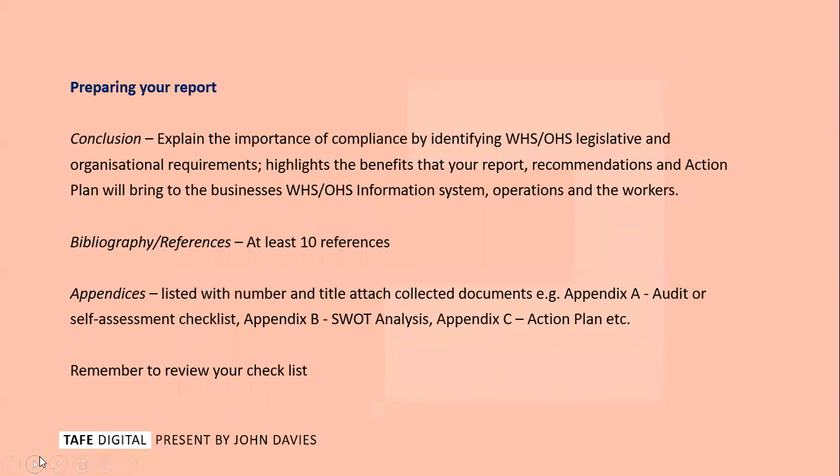Conclusion. This section provides an effective ending to your report. The content should relate directly to the aims of the report as stated in the introduction or executive summary, and sum up the essential features of the report, highlighting the importance of compliance and taking action on recommendations and action plan. It can also include benefits that the recommendations can bring to the business and the workers.